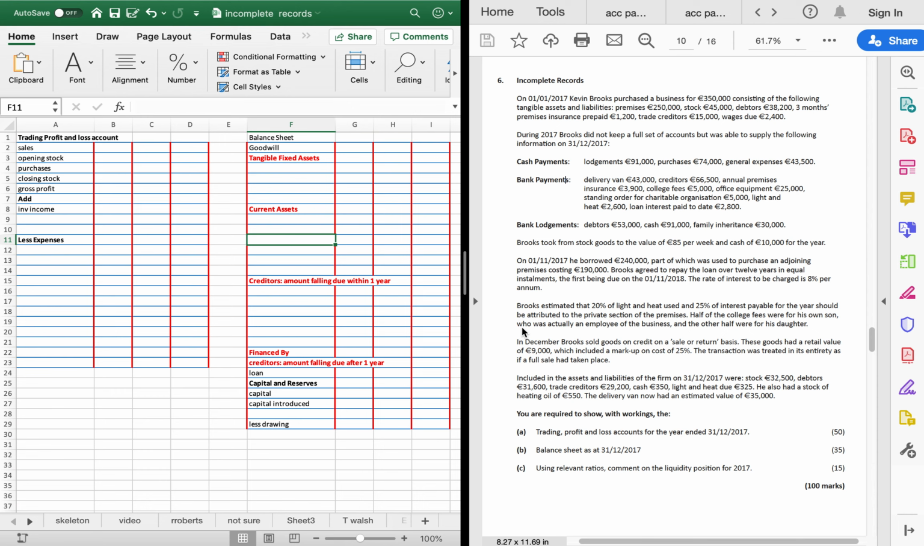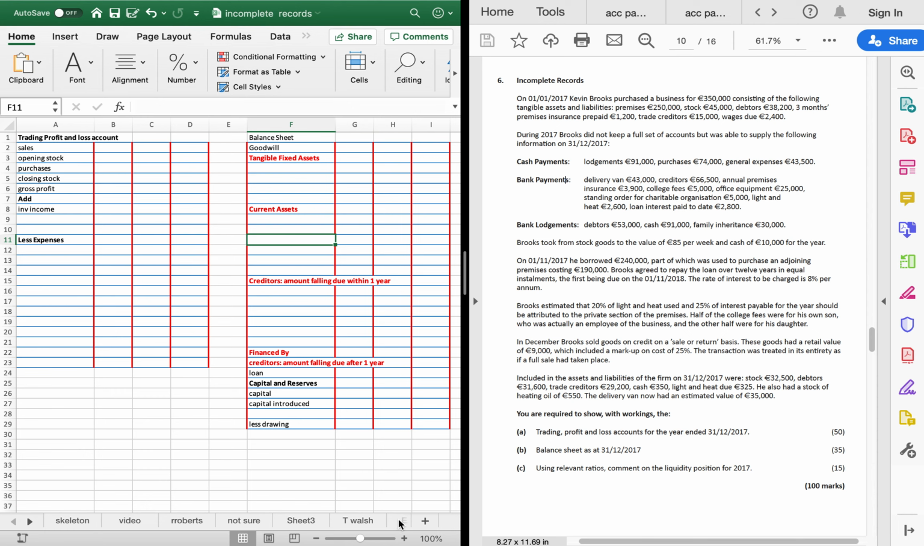So what became new in this one was in December, Brooks sold goods on credit on a seller term basis. These goods had a retail value of €9,000, which includes a markup on cost of 25%. So I'm telling you that if we sell goods on a seller term basis, the sale never happened. So debtors need to go down by the amount we sold the goods for, which is €9,000, and stock needs to go back up because the stock has left our warehouse. We haven't counted it. It should be in our warehouse, so it goes back up by the cost price of the stock.